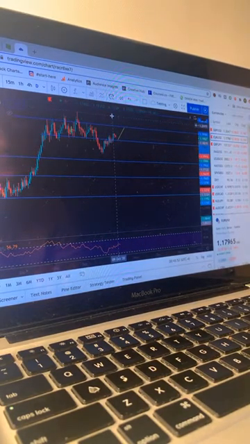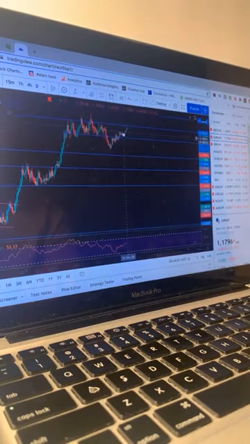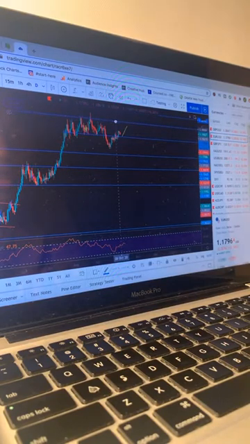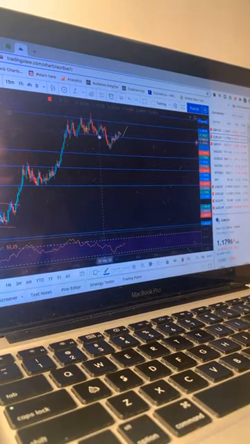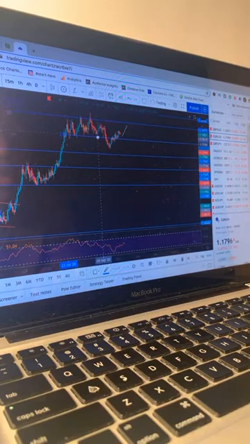Price was rejected so hard at that level last time. I need to adjust my support and resistance levels to the bodies.